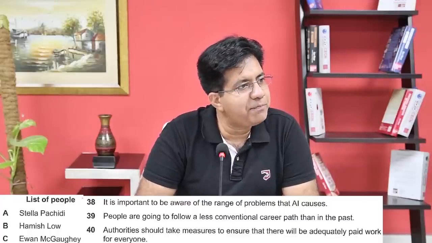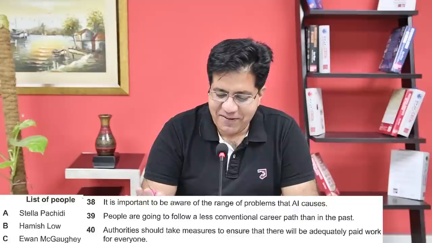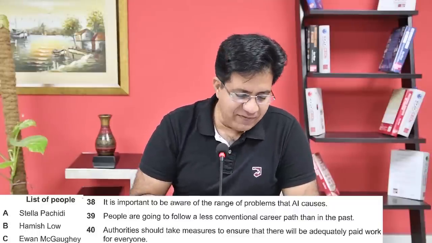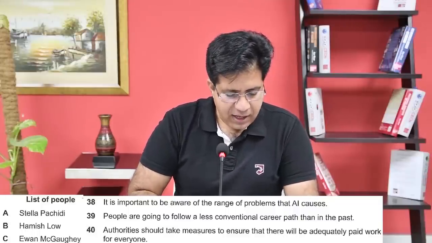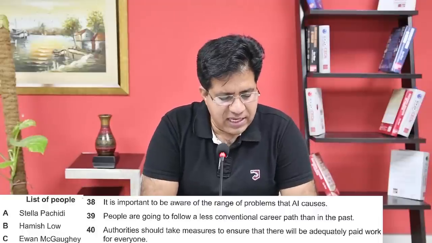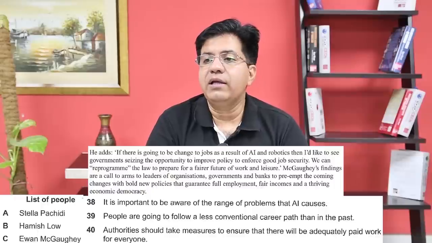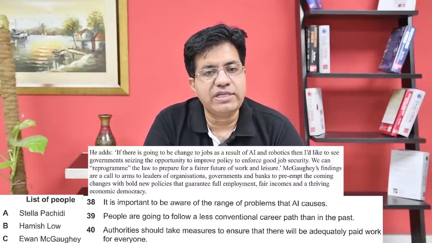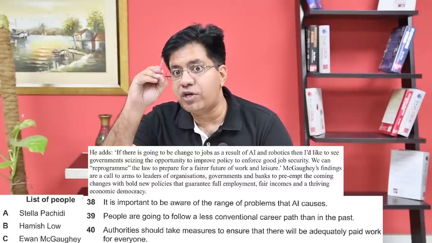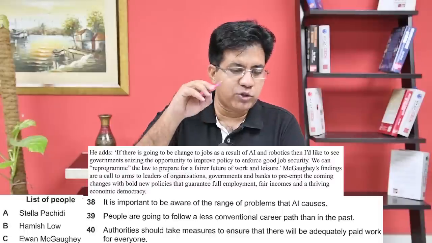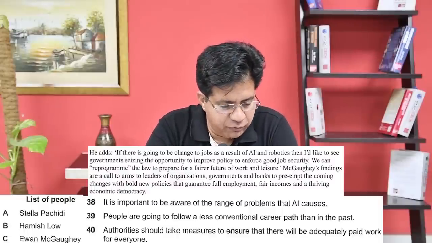So now we come to Evan McGaughey. And by the way, if you are lacking time, leave the rest for the end. Very, very simple, 37 and 40. But anyways, let's just go on. Evan McGaughey is in the fourth last paragraph. Please come to that. And one more thing. In the passage, you just have to read the options which are with inverted commas, because whenever they give you statements to match, they are only in inverted commas. So please come to the fourth last paragraph.